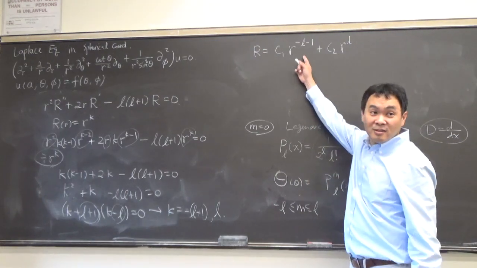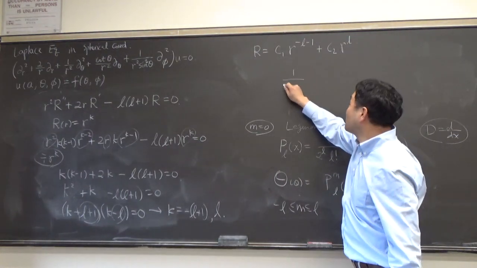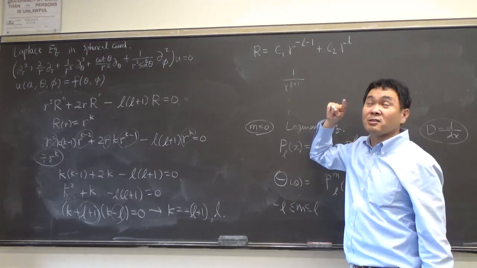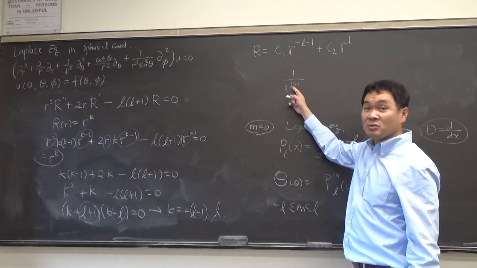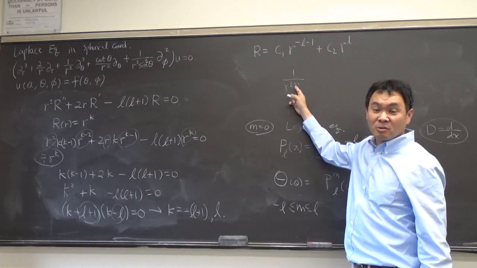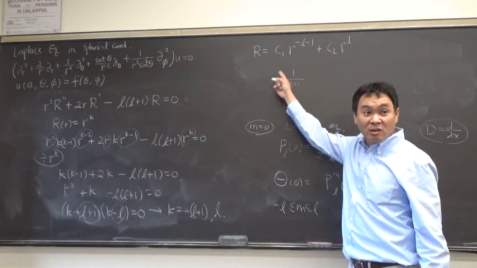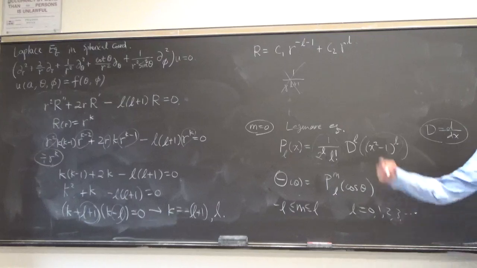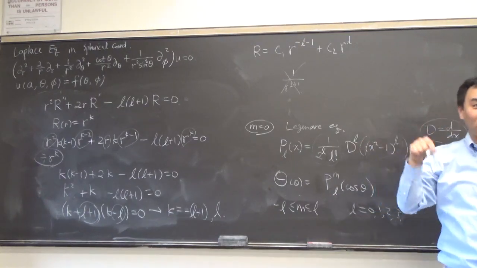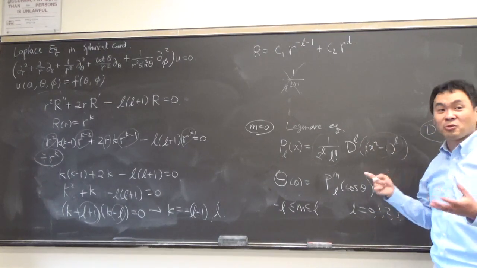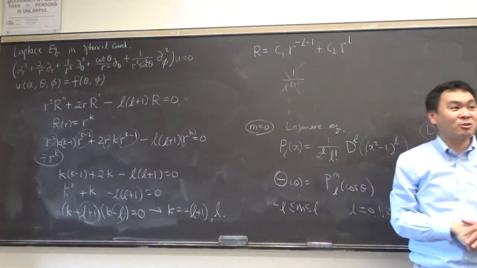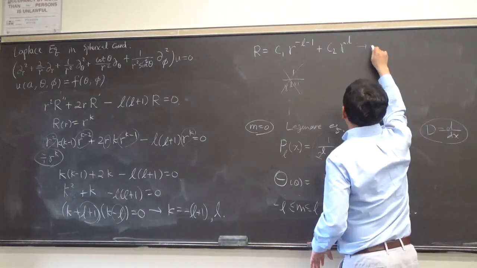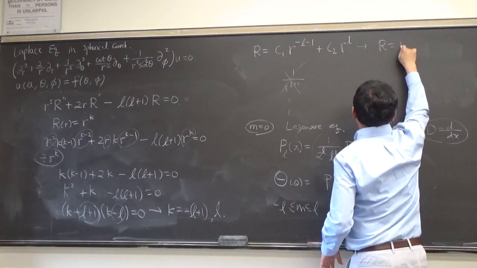Why is this bad? Because of the singularity. It's like 1 over r to the l plus 1, where l is non-negative, so it could be 0, 1, 2, 3. So this always has a singularity at 0, so this is not physical. It goes to infinity as r is sent to 0. If you plug in r equal to 0.001, you get a huge, huge number, which is not physical. So that tells us that the solution r must be r to the l.